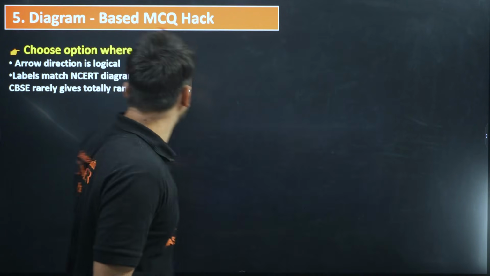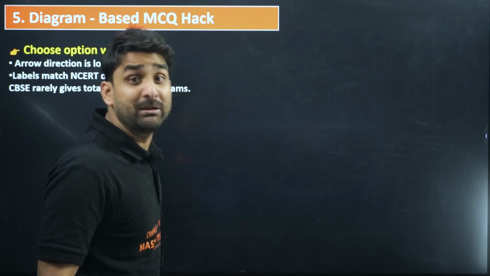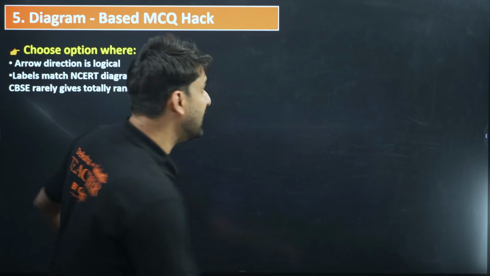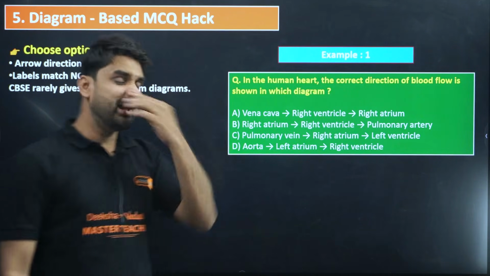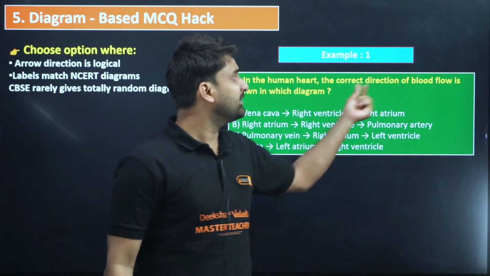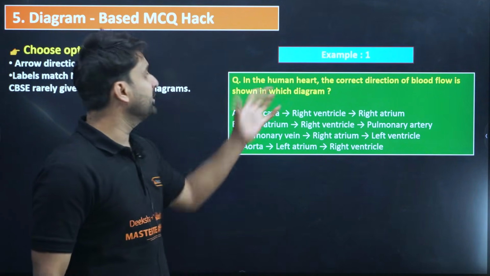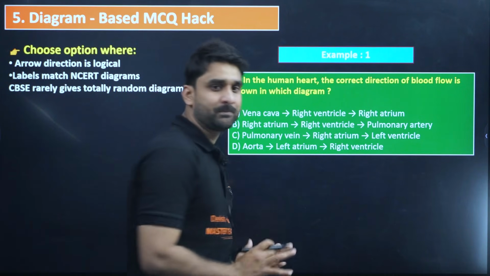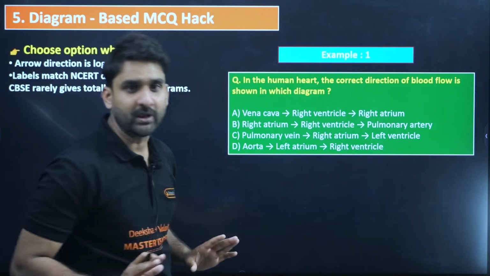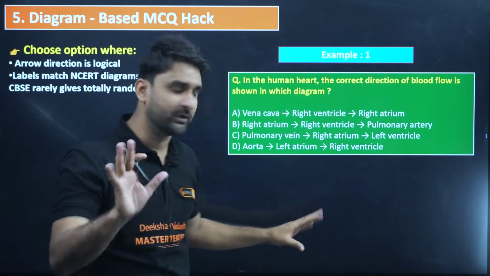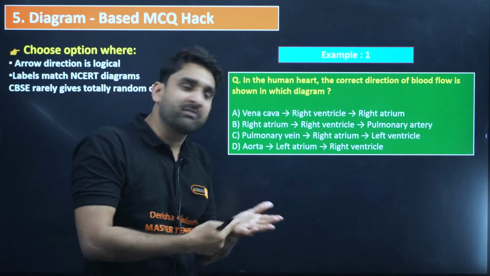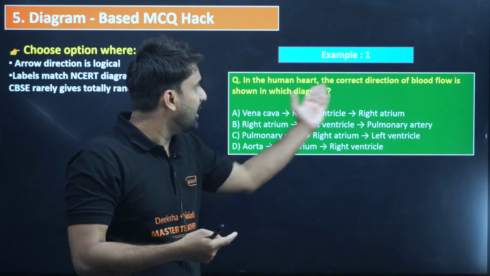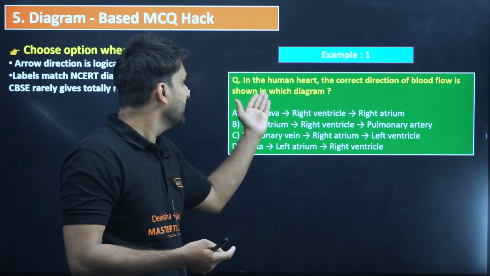Now for the clarification of this hack, how you can implement it in your exam, I have brought an example for you, my dear. Look at the question. The question is, in the human heart, the correct direction of blood flow is shown in which diagram? So for this question, the diagram would be given to you, don't worry. I could not bring the diagram here in this video, don't worry. But the diagram would be there. So you all know where the vena cava is. Look at the question. In the human heart, the correct direction of blood flow is shown in which diagram?